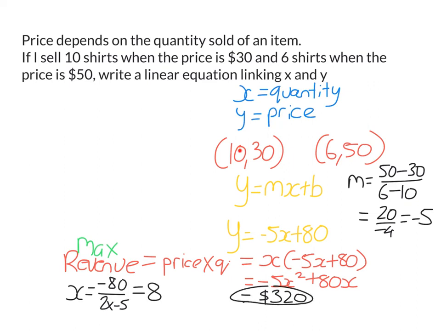So note up here, if I sold 10 at $30, my revenue would be 10 times 30, I'd only make $300. And similarly, 6 at $50, I'd only make $300. But if I sell 8 at $40, I'll get $320 in revenue. But note, this doesn't say anything about profit, so we're going to look at profit on the next slide.